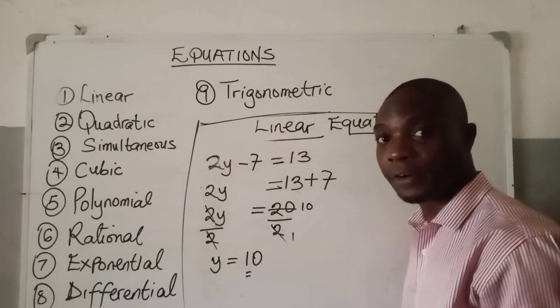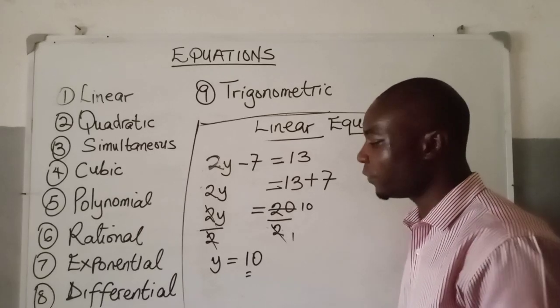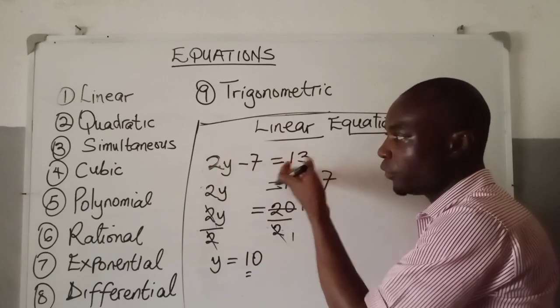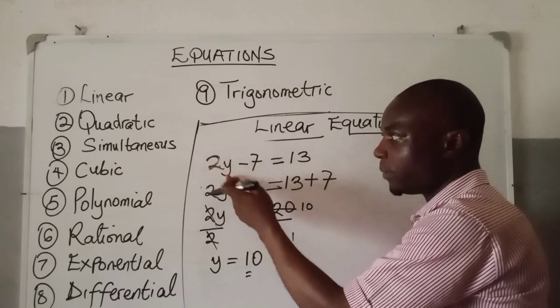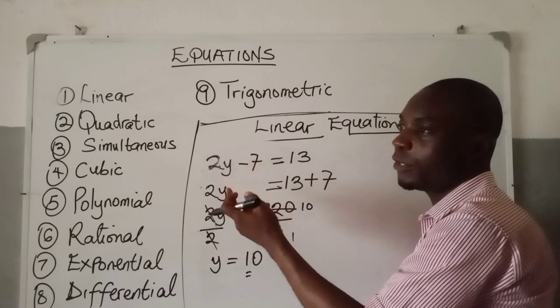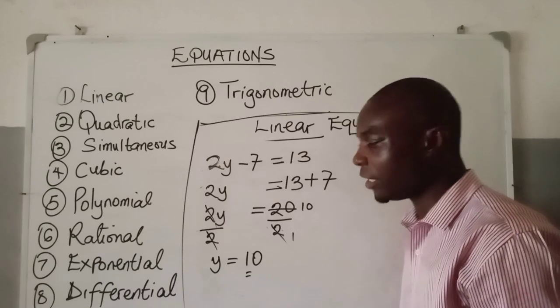Similarly, if we want to verify and be sure this answer is correct, all we need to do is substitute the value of y, which is 10, into our question. That means 2 times 10 is 20, then 20 minus 7 is 13. So whatever we have on the right hand side must be equal to what we have on the left hand side.